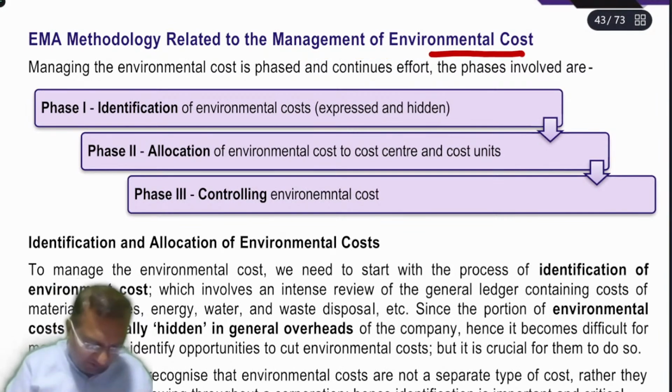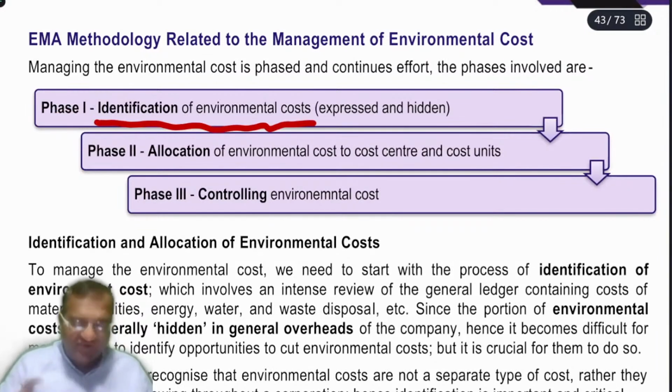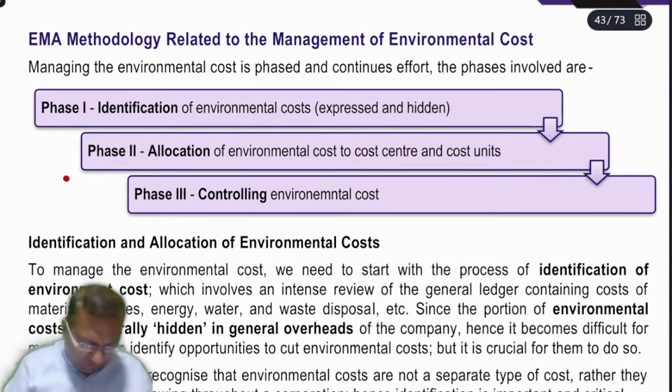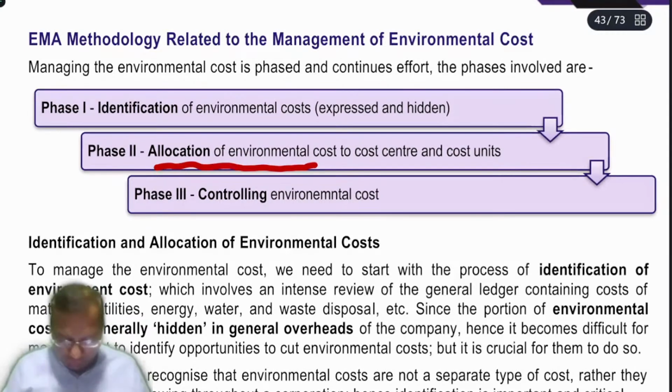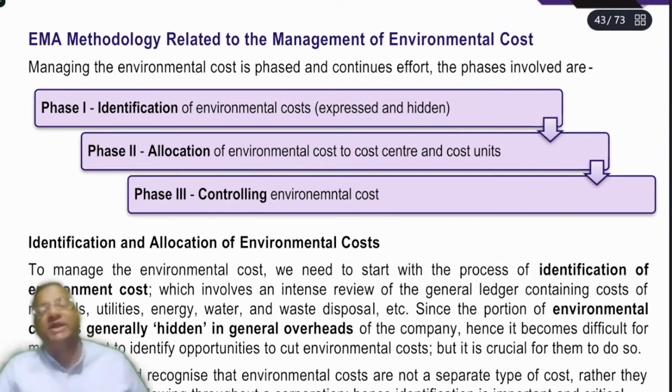There are three phases. Phase one is related with identification of environmental cost. Phase two is related with allocation of environmental cost to cost center and cost unit. And phase three is related with controlling environmental cost. First of all, be very clear with what topic, subtopic we are starting now: how to manage environmental cost.